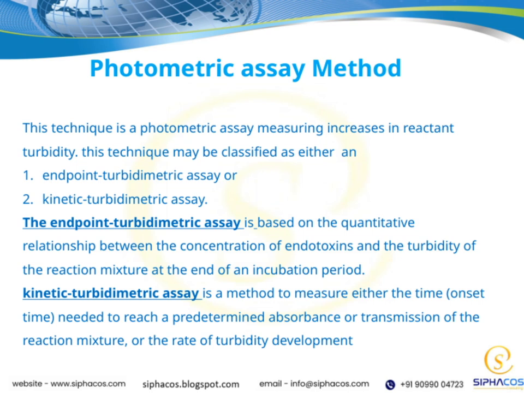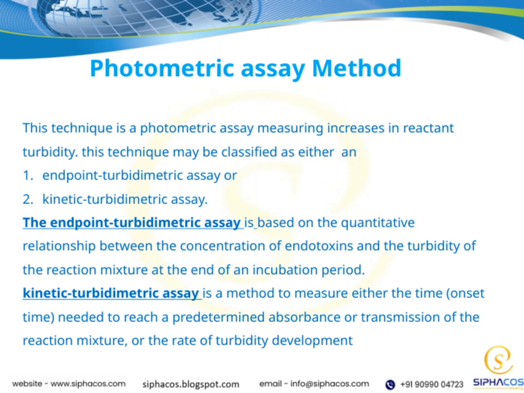The endpoint turbidimetric assay relies on a straightforward principle. There's a direct, quantitative relationship between the amount of endotoxin present and the turbidity of the mixture at the end of a specific incubation period. So, after allowing the reaction to develop, we measure how cloudy it has become, and that tells us the endotoxin level. On the other hand, the kinetic turbidimetric assay focuses on the dynamics of the reaction.